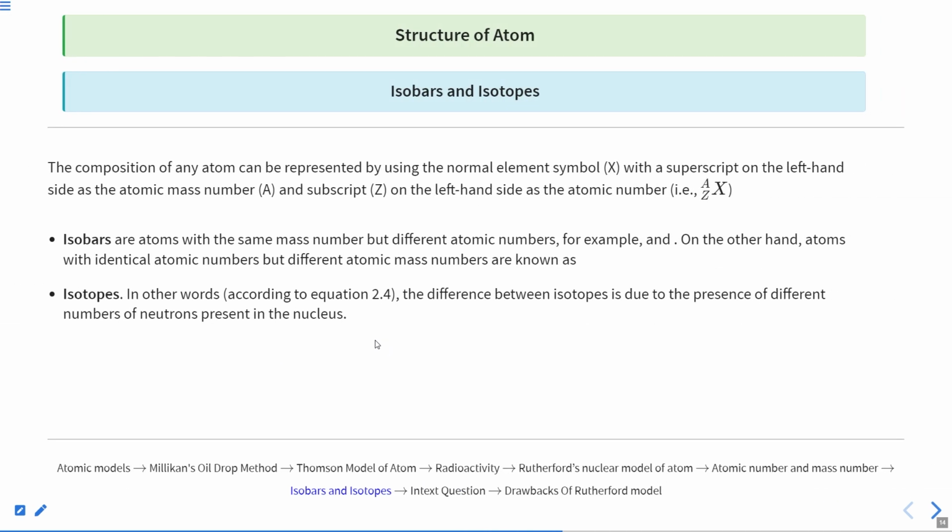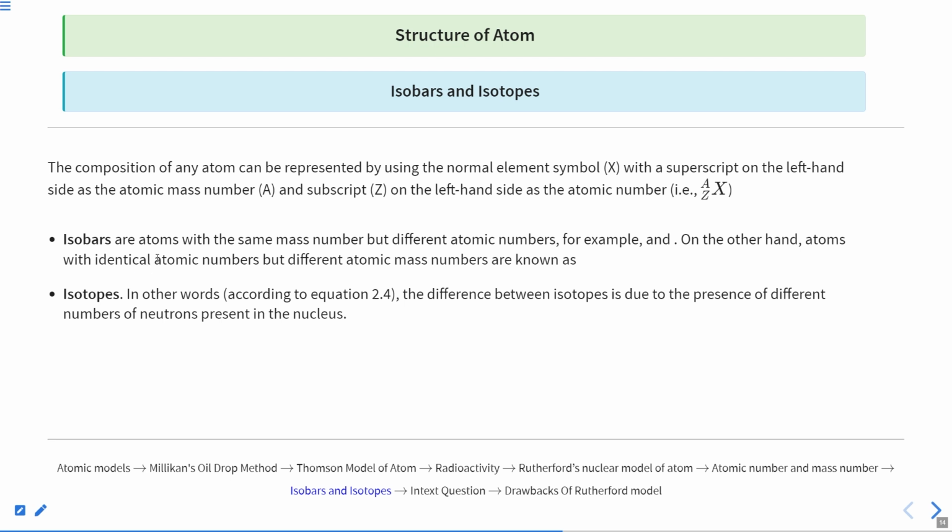Now, this is the representation that we have. Here X is our element that we are talking about. Z is the number of protons present in that X atom. A is the total number of protons plus neutrons present in the X atom. Clear?